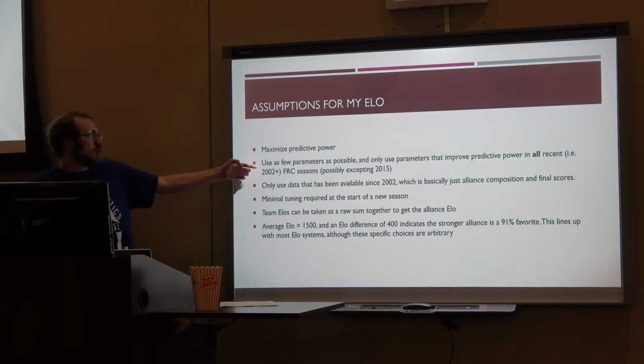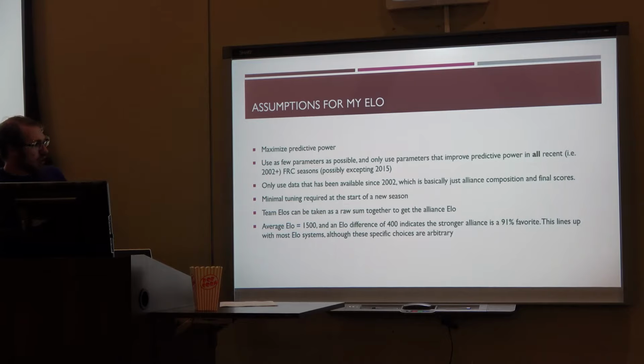I also want to use as few parameters as possible, and only use parameters that improve predictive power in all recent FRC seasons. So I don't want some kind of system that is 2018 specific or 2016 specific, because I want the ratings to carry over, and I don't want to have to do a bunch of work right at the start of each season to figure out which things to adjust. I just want to plug everything in right at the start of the season and have it work.